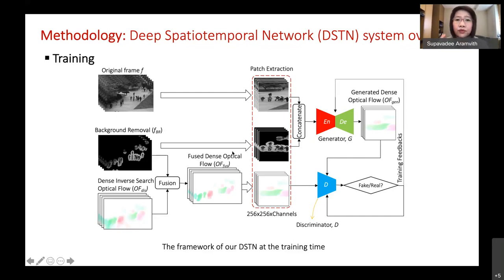Specifically, we input the normal event of the original frame F with the background-removed frame into the generator, which contains the encoder and the decoder, to generate the dense optical flow. After fusing, we get the fused dense optical flow, which is one of the patches that we input into the generator. To obtain a good optical flow, we do this, and it gives great information. After that, the patches are concatenated and passed to the generator to produce the patch, so that there are two inputs into the discriminator, which will try to differentiate whether it is fake or real.